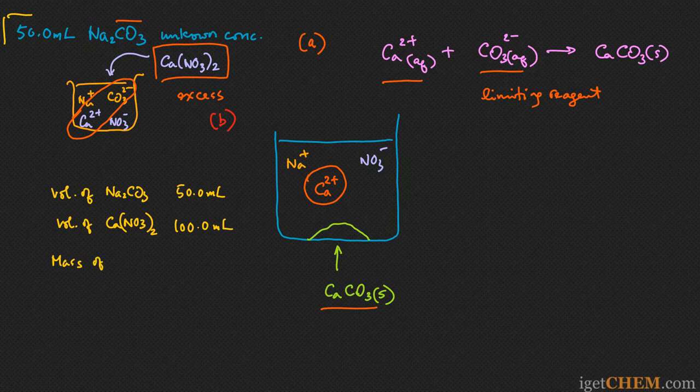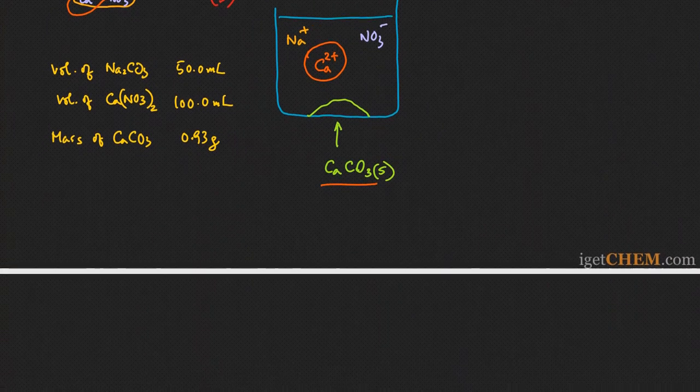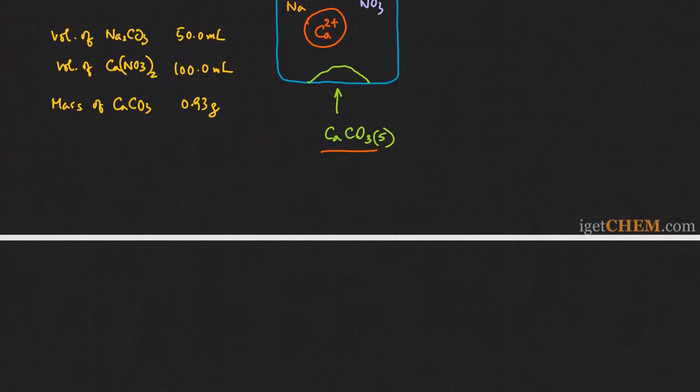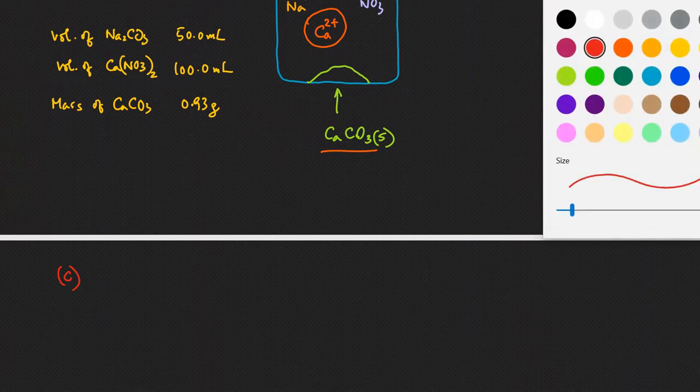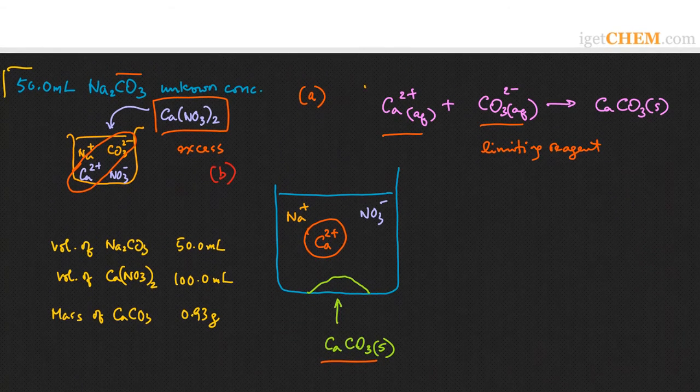And so the mass of the calcium carbonate that is formed is 0.93 grams. From these numbers, you are supposed to then be able to calculate the original concentration of the unknown sodium carbonate. So let me just start right here. To do that, you basically have to calculate the number of moles of the reaction that produces the calcium carbonate precipitate. So again, the reaction that produces the precipitate is this one.